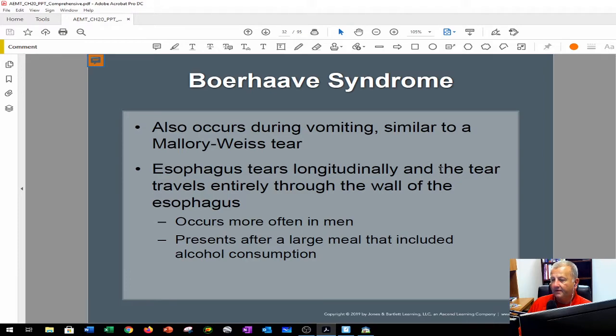The Boerhaave Syndrome, it's very similar to the Mallory-Weiss. It's a longitudinal tear of the esophagus. And this is going to create a passage for blood and air. This one's going to be more associated with men than women.